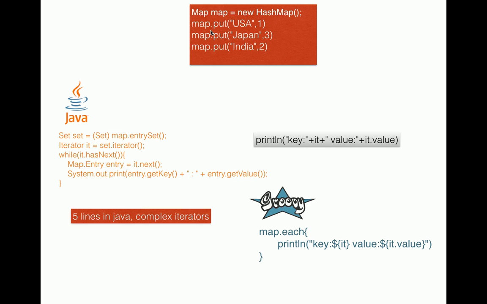So every time I work with Groovy, I save 10 minutes just to parse through a hash map. So with Groovy, it's just 2 lines. And it's really simple. You're not mentioning the iterator, no hash set and stuff like that, no entry maps. It's all inbuilt.